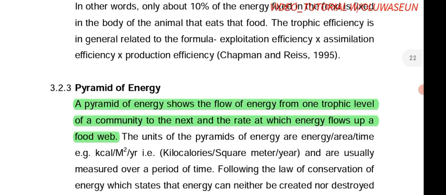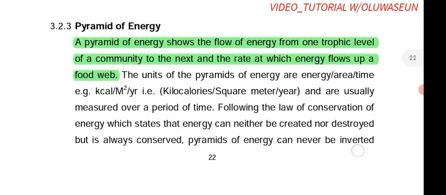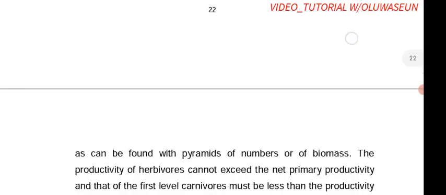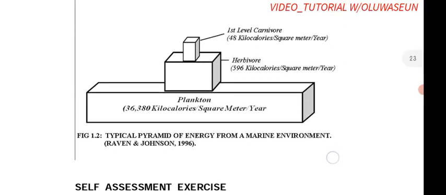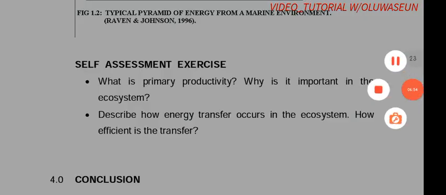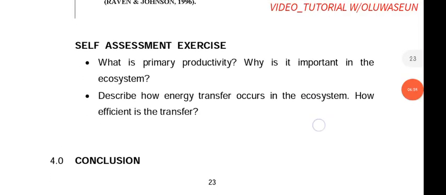Now, pyramid of energy. What is pyramid of energy? Pyramid of energy shows the flow of energy from one trophic level of a community to the next, and the rate at which energy flows up a food web. That is what is called pyramid of energy. You can see that. So that is it about this unit. I hope you understand it very well. If you have any questions, please don't hesitate to ask me.